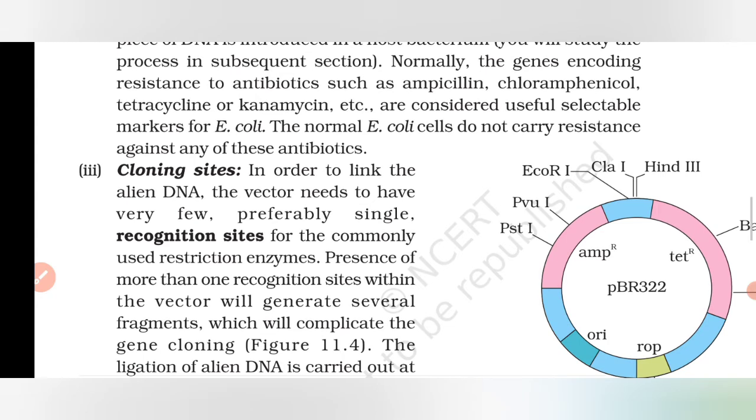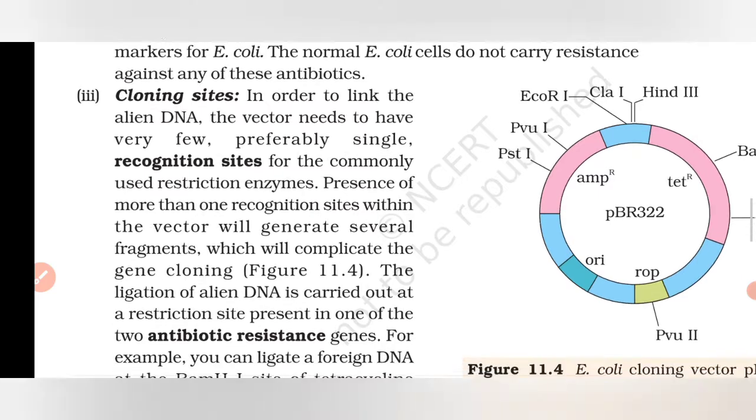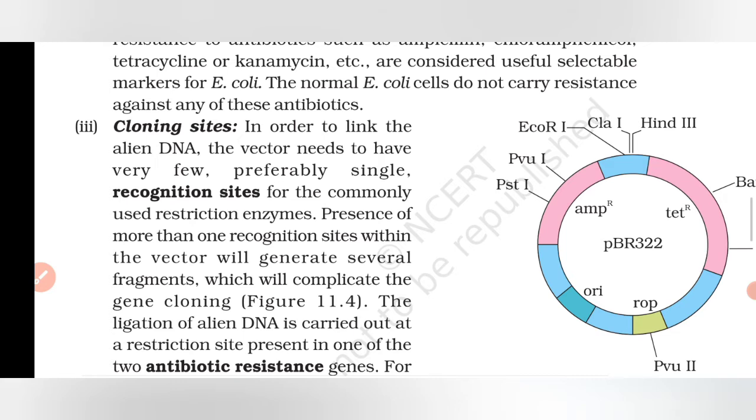Cloning sites. In order to link the alien DNA, the vector needs to have very few, preferably single recognition sites for the commonly used restriction enzymes. That means if there is more than one site, the enzyme will cut at more than one site and many fragments will be generated, and we don't want this to happen because it will complicate our genetic engineering process. So it needs to have preferably a single recognition site for the commonly used restriction enzymes.